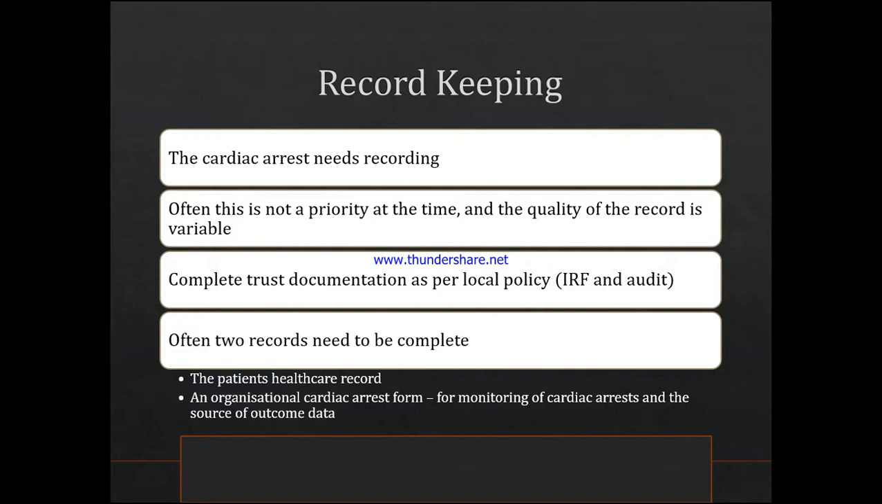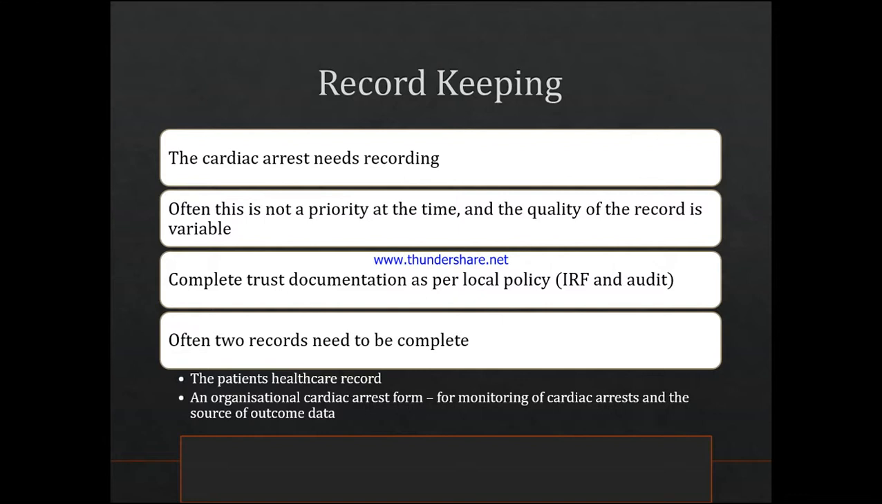Record keeping, this is certainly more for in-hospital, so obviously this is an event that certainly needs to be recorded. Often this is not a priority at the time, and the quality of record is variable. So unless you're actually working in a resuscitation department like I did myself, where you might have a scribe who is keeping track of this, the priority is, of course, to get on with working on the patient. Complete trust documentation as per local policy. So different trusts will have slightly different ways of recording this.